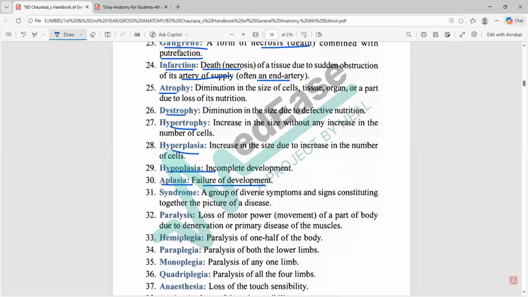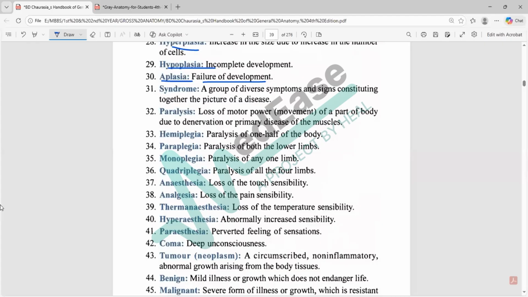Then we have the syndrome. Syndrome is mainly a collection of symptoms and signs which constitute a particular disease. Then we talk about paralysis. Paralysis is the loss of motor power. When it is present on one half of the body, it is referred to as hemiplegia. When it is present on both lower limbs, it is paraplegia. For one limb it is monoplegia, and for all limbs it's quadriplegia.